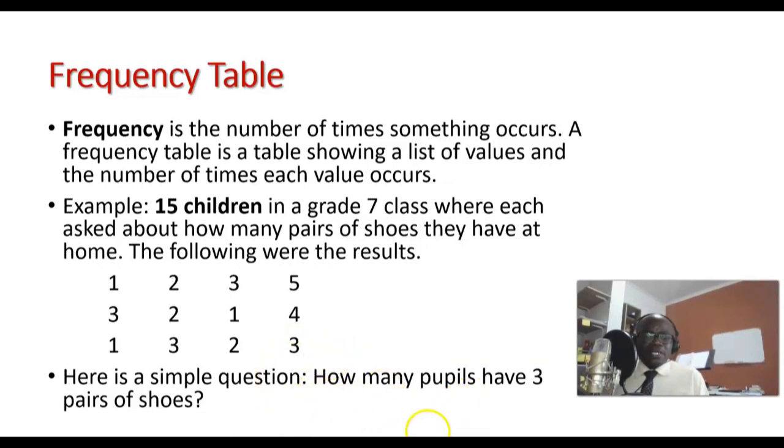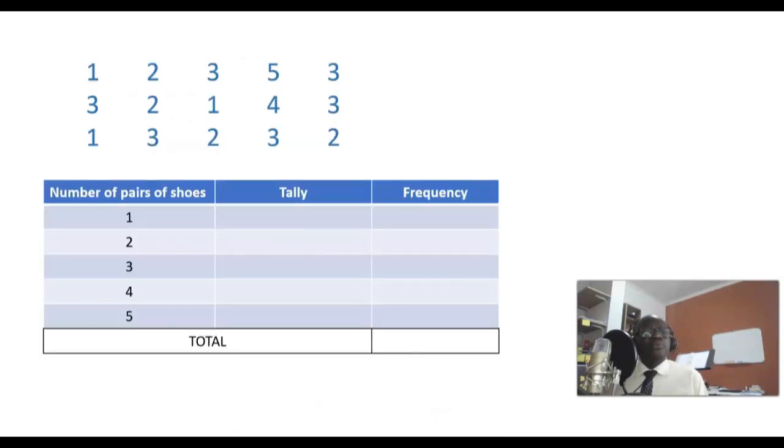Now, instead of just counting these numbers, we can present them in what is known as a frequency table. And this is how a frequency table looks like. The first column has number of pairs of shoes. So this data has to be produced by asking these different pupils how many have one pair of shoes. Now, when we ask that, we need to be entering some information here. Let me just show you how.